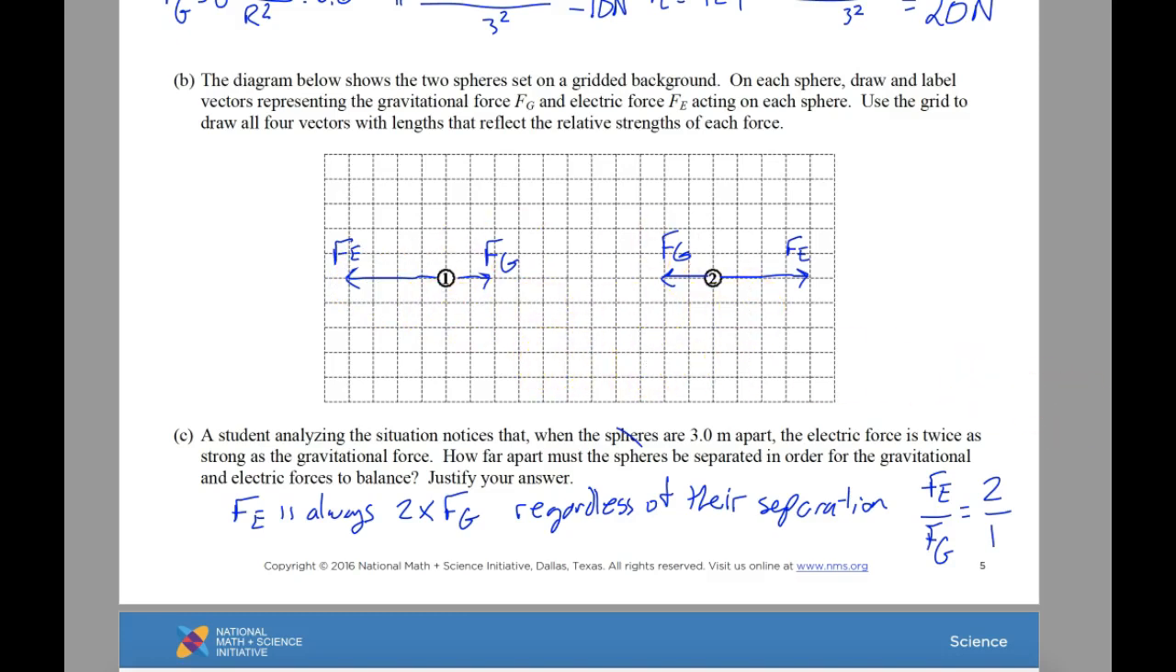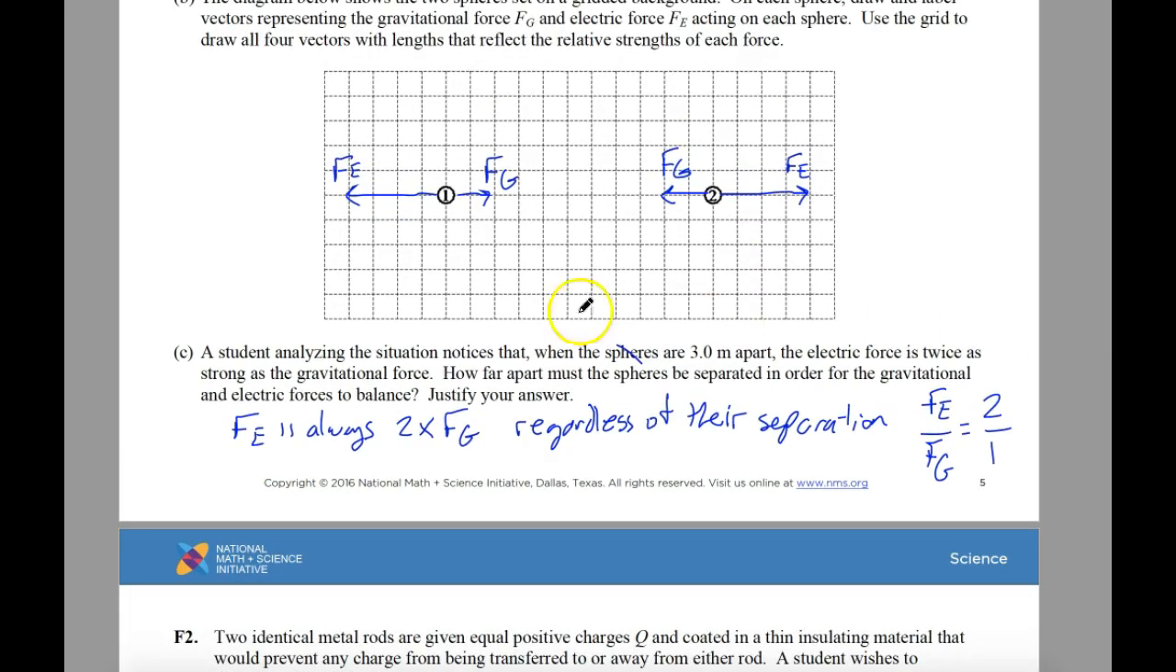For the next part, you are analyzing the situation, and when you see that they are 3 meters apart, the force is twice as big, so we see that. How far apart must the spheres be separated in order for the gravitational and electric forces to balance? They will never balance.